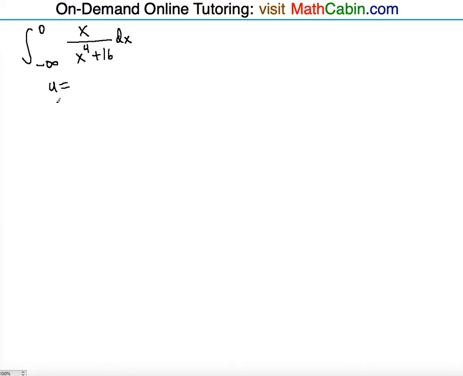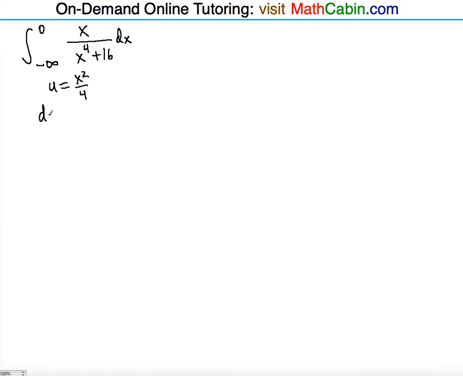So let u equal x squared over 4. Now, how do I know x squared over 4? Because notice that if we square x squared divided by 4, we will get x to the fourth divided by 16. And 16 is the same number as this 16. Right? So as you will see, this will be a very good substitution.